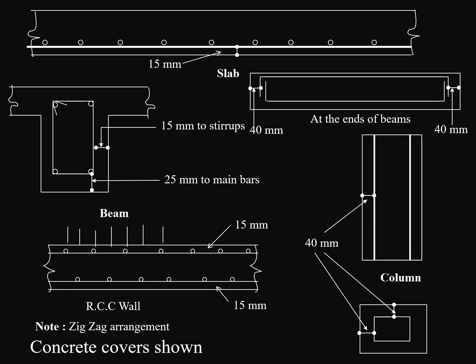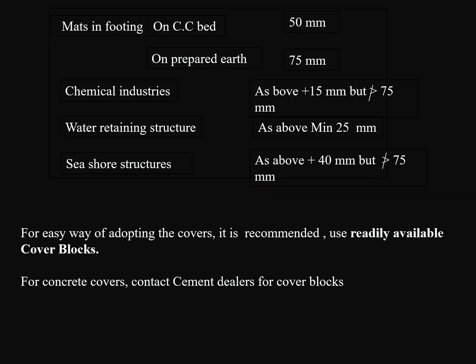The bars you can see here for RCC wall having two-layered reinforcement, the bars should be provided in staggered way, that is zigzag arrangement as shown in the drawing. Mats in footing on CC bed minimum cover 15 mm, on prepared earth 75 mm.